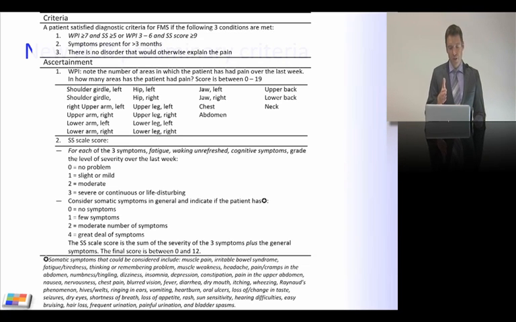Now the symptom severity score, this is a bit confusing, and I found it confusing when I first read it, but you score them for each of the 3 following symptoms: fatigue, waking unrefreshed, and cognitive symptoms, and you need to grade the level of severity over the last week, so between 0 and 3. So you need to grade each of those symptoms.